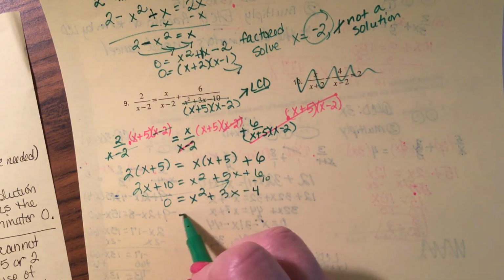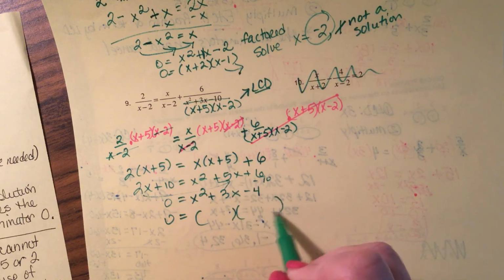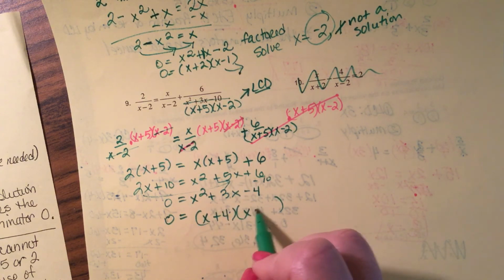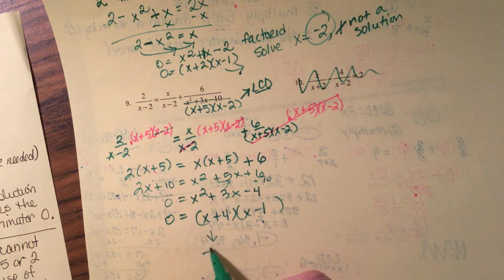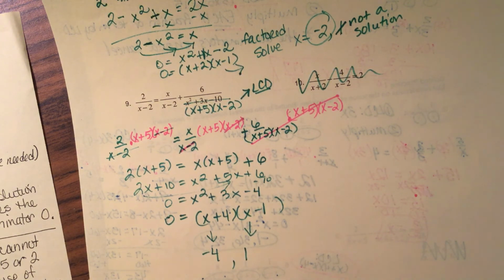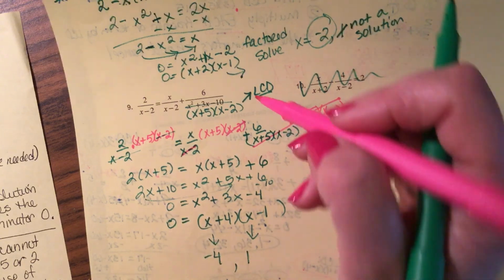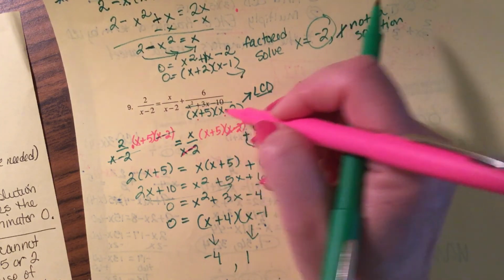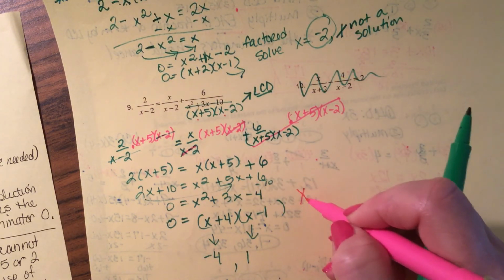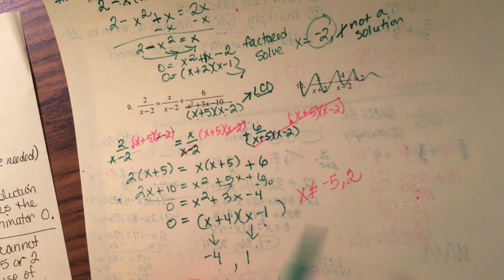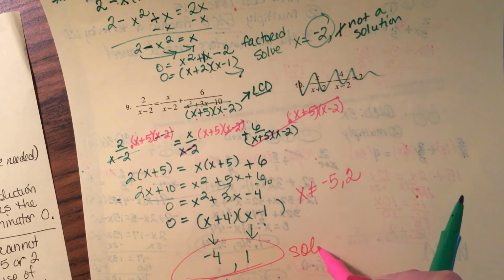This one also factors easily. And so we have x plus 4, x minus 1. So if we solve, it tells us we get -4 and +1 as my solutions. If we look back up at the top, the only thing that x cannot be is -5 or +2. So x cannot be -5 or +2. These are neither one of those, so those are my solutions.